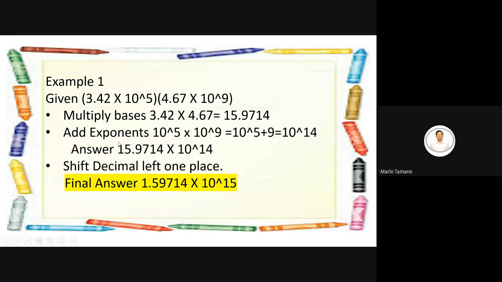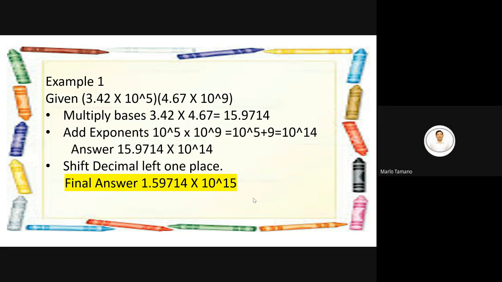Now, hindi pa ito yung final answer natin kasi 15.9714 is greater than 10. So, isi-shift pa natin yung ating decimal going to the left. So, one place only. So, your final answer, 1.59714 times 10 to the 15. Sir, anong ginawa ulit dun sa 14 na yon? Dinagdagan natin ng isa. Okay? Kung ang bilang ng pag-shift ninyo papunta sa kaliwa ay isa lang, plus 1 lang. Kung dalawa, plus 2. And so on. Okay? So, mas malinaw na? Yes po, sir.